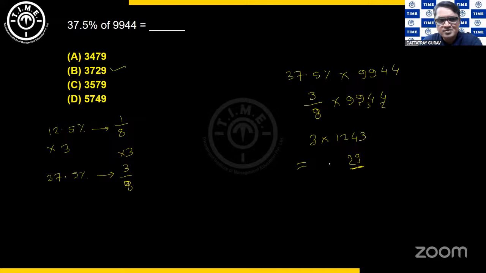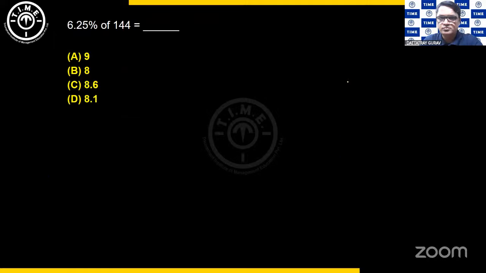Even if you multiply this, it will be 3729. At the same time, please observe the options. There might be one option ending with 9. If not, check the last 2 digits. There is only one option ending with 29. That will be the answer. But you have to remember this: 37.5% means 3 by 8. You should know this breakup. You should know this fraction. Then only the question can be easily done. Take the next one now. So the next number given is what? 6.25%.